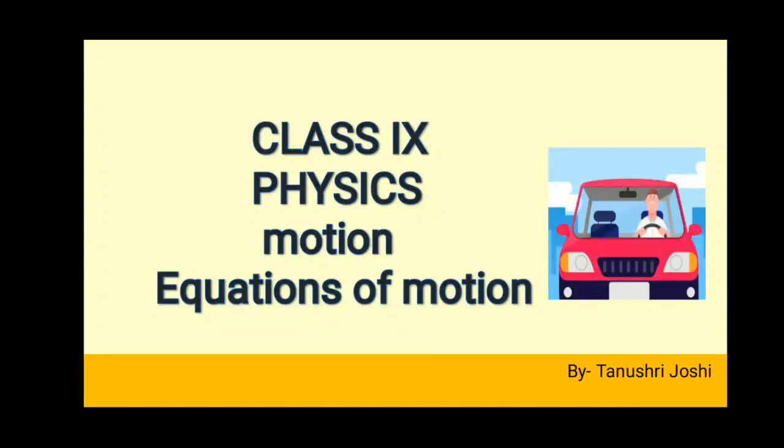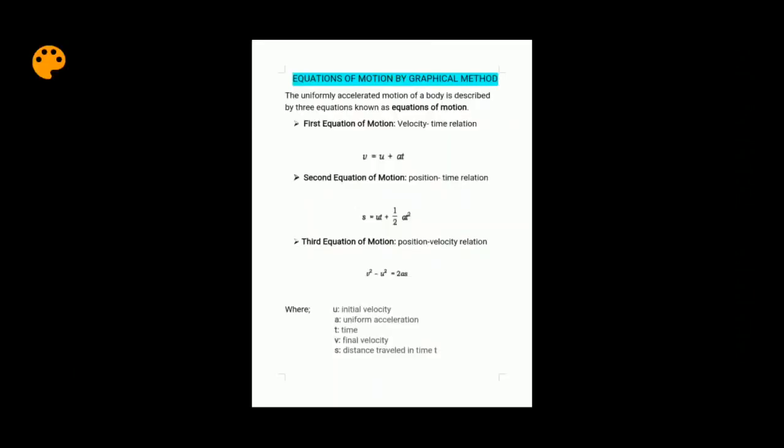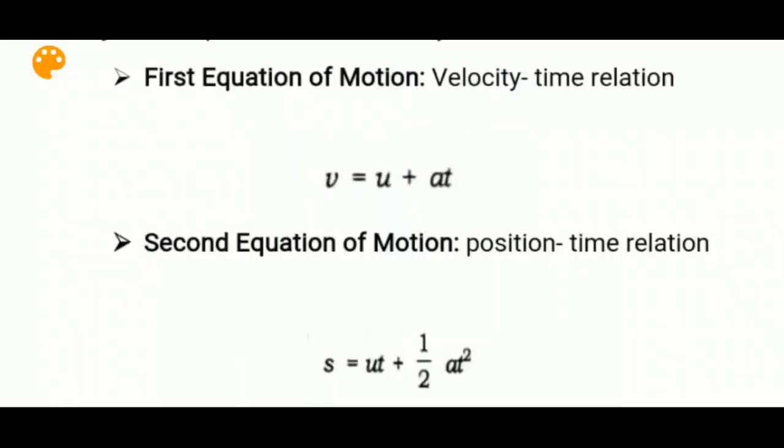In this video, we will discuss the equations of motion by graphical method. The uniformly accelerated motion of a body is described by three equations known as equations of motion. The first equation of motion, which is also called velocity-time relation, is v is equal to u plus at. It is also called velocity-time relation since it gives a relationship between velocity and time.